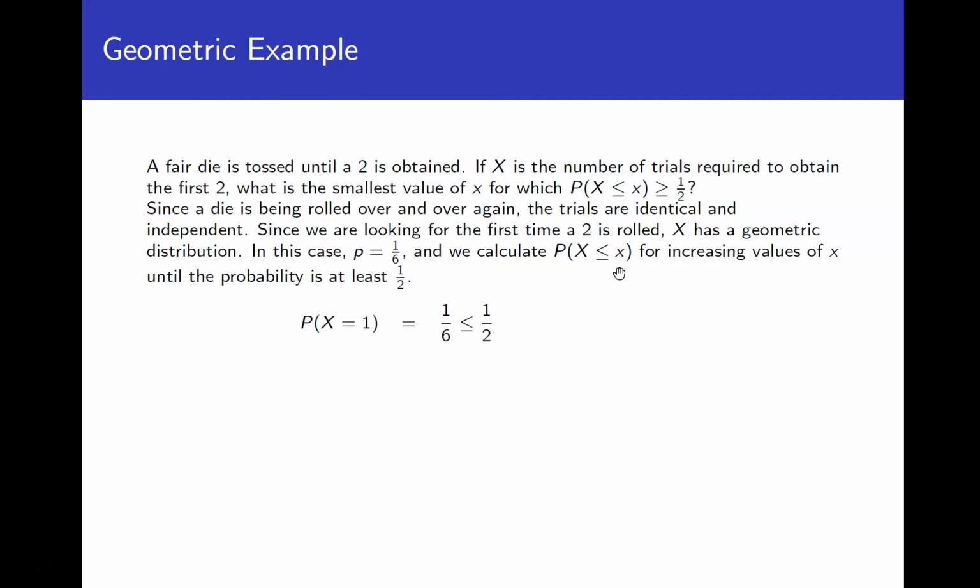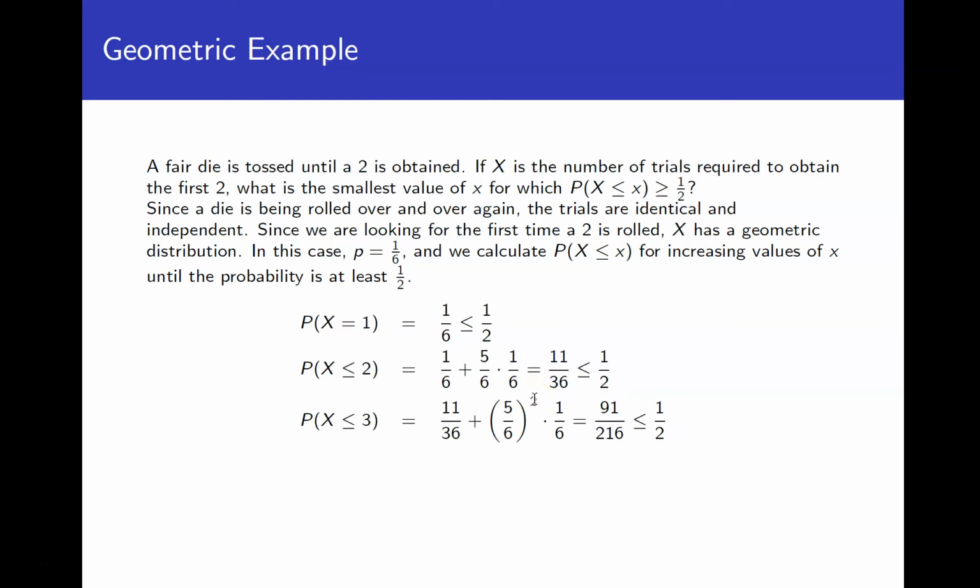The probability that x is 1 means we rolled a 2 on the first roll, which is 1/6, definitely less than 1/2. For x less than or equal to 2, that's the probability of the first 2 on the first roll or on the second roll. To be the first 2 on the second roll, it had to be not a 2 on the first roll and a 2 on the second. Adding those together, we get 11/36, which is less than 1/2. So we go on to the next one.